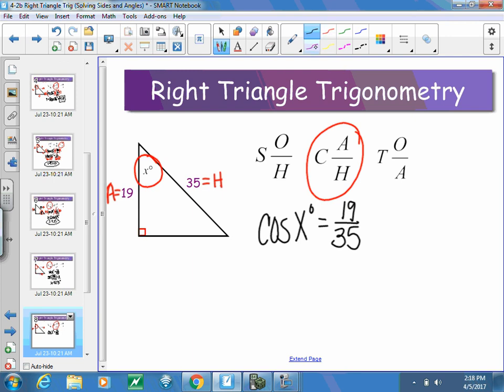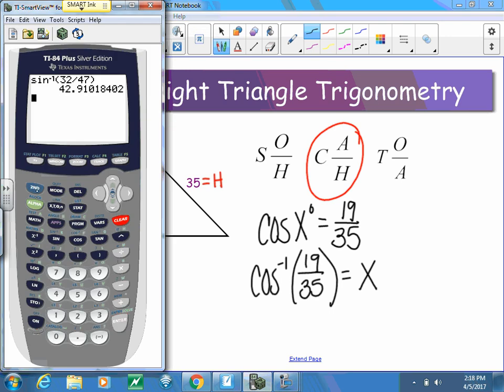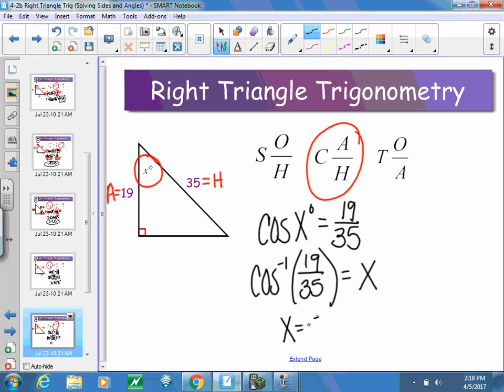To find our angle, we have to take the inverse of that trig ratio of 19 over 35, and that's going to end up giving you x. So inverse cosine of 19 divided by 35, and we've got 57.12. And there you have it.